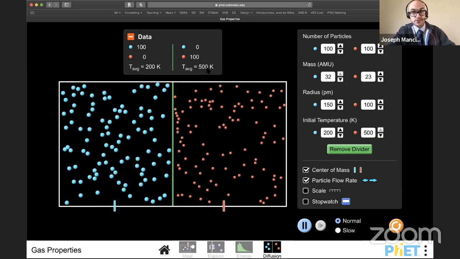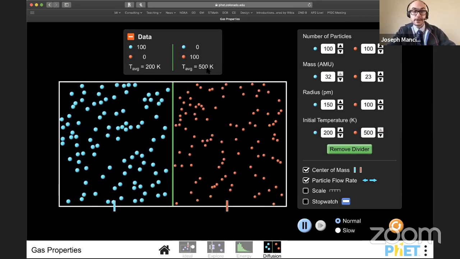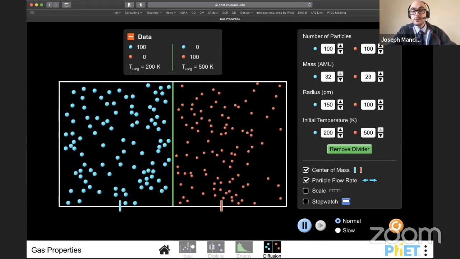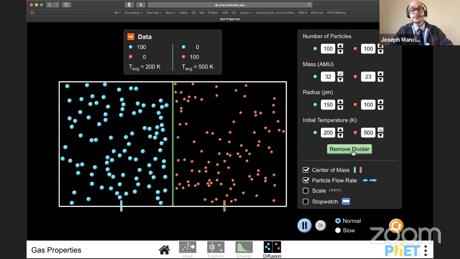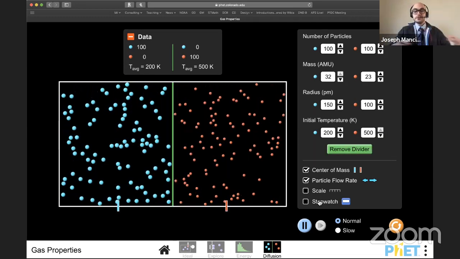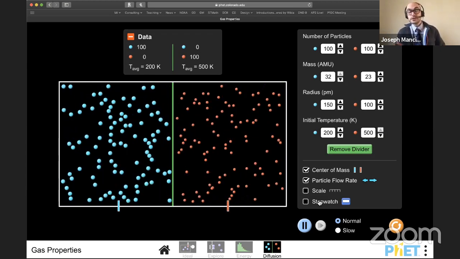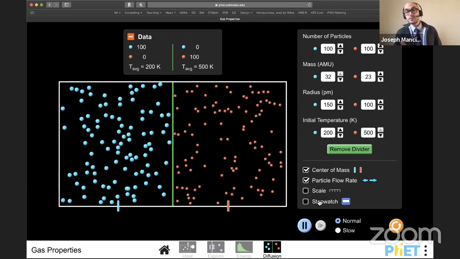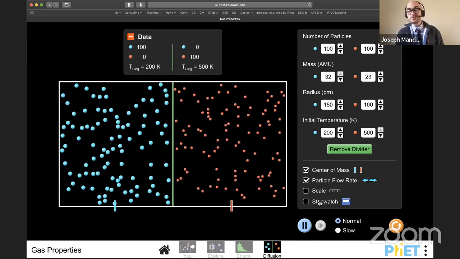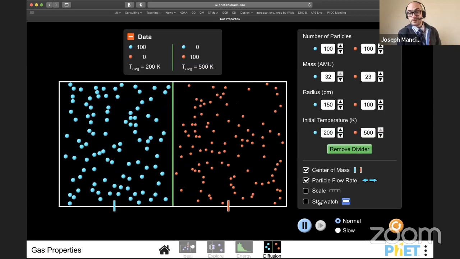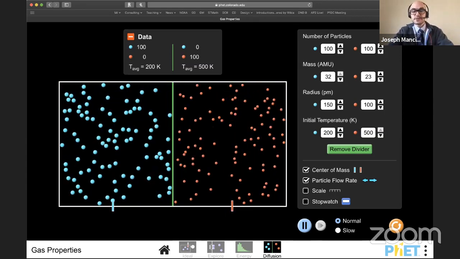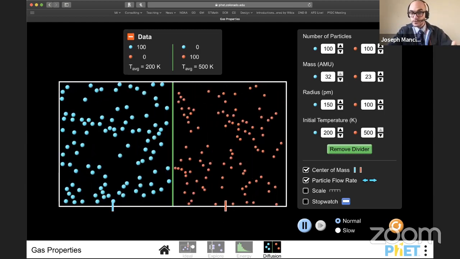The average temperature of the red particles is 500 Kelvin, and the average temperature of the blue particles is 200 Kelvin. Now I'm going to remove this divider and some things I want you to keep an eye on. On the bottom, you'll see arrows showing the flow of particles, both leftwards and rightwards. When blue particles move to the right, it'll make the blue right arrow bigger. When blue particles move left, it'll make the left blue arrow bigger. Same with the red arrows. Also, you'll see these sliders for the center of mass move over time.